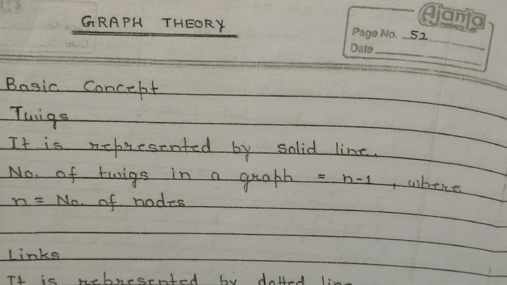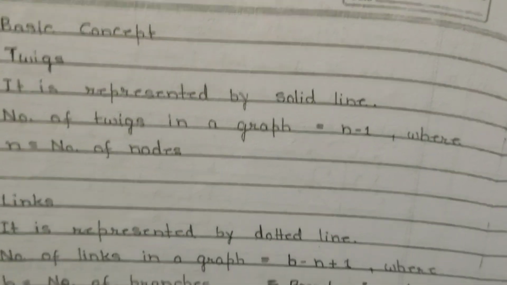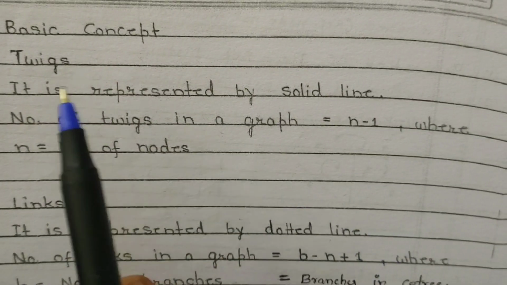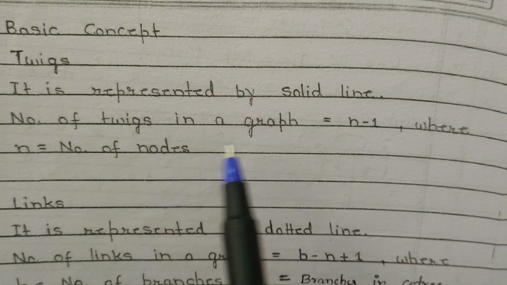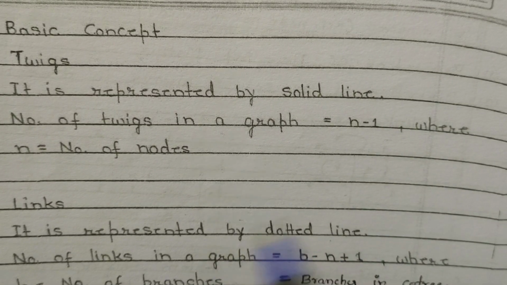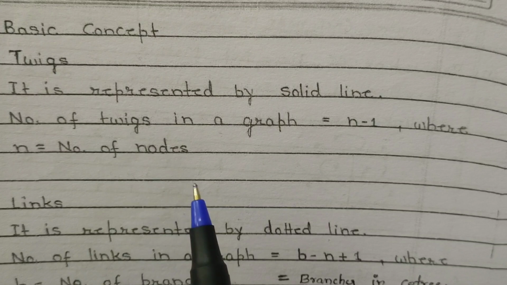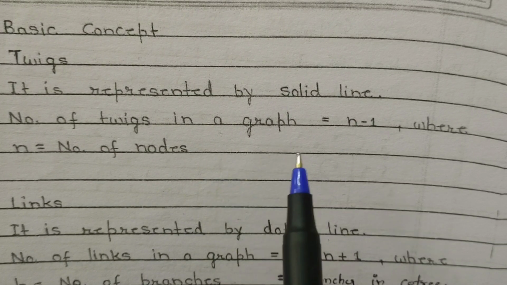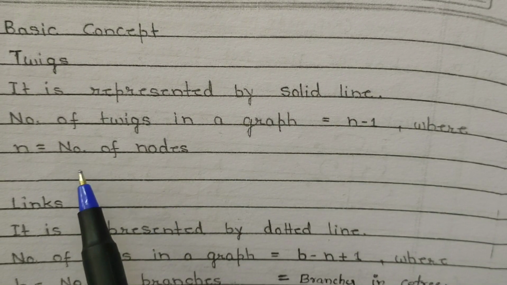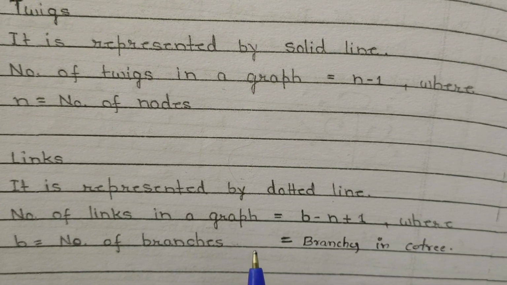Now we will see the new topic, graph theory, which is a small topic. Basic concepts. Twigs. What do you mean by twigs? They are represented by a solid line, strong line or dark line. The number of twigs in the graph is n minus 1, where n represents the number of nodes. Links are represented by a dotted line, weak line. The number of links in a graph is b minus n plus 1.